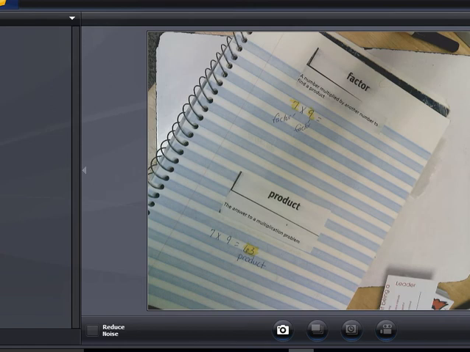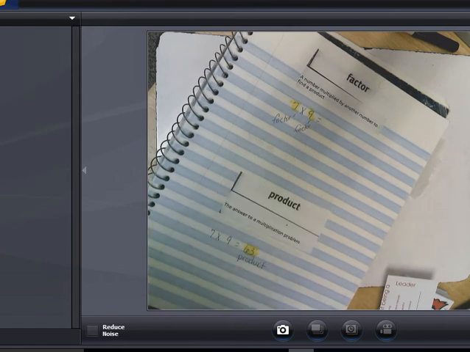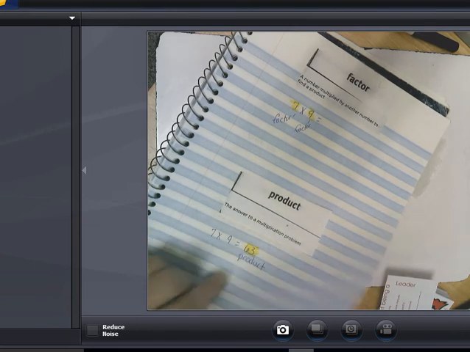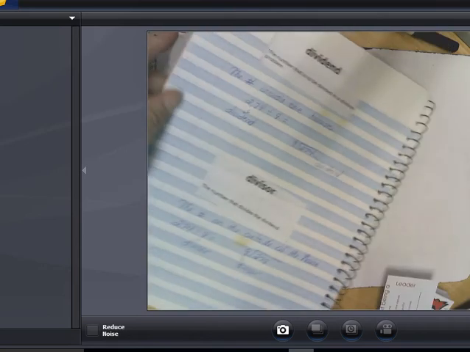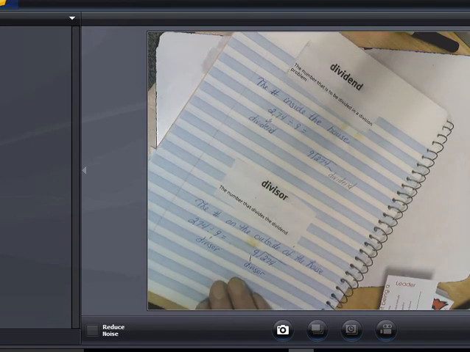A factor is the two digits that you multiply together to do a multiplication problem. Product is the answer or the value of a multiplication problem. So put those down, highlight those two examples. The next two I would like are dividend and divisor. Let's put those down right away now that you have it here.